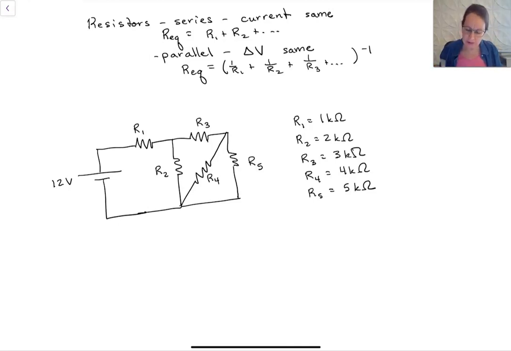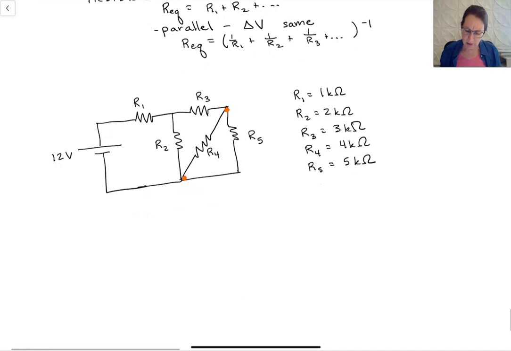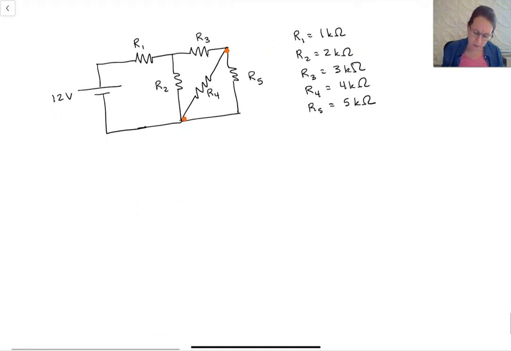The first piece we can say something about is if we look at this point right here and this point right here, we realize that R4 and R5 share the same top and bottom part, these two orange parts, and that means the voltage across R4 and the voltage across R5 have to be the same, because if we walked around this circuit through R5 and then back through R4, it would be like we would come down and then go back up to the same place. And so these are in parallel. So we can replace them with their equivalent.